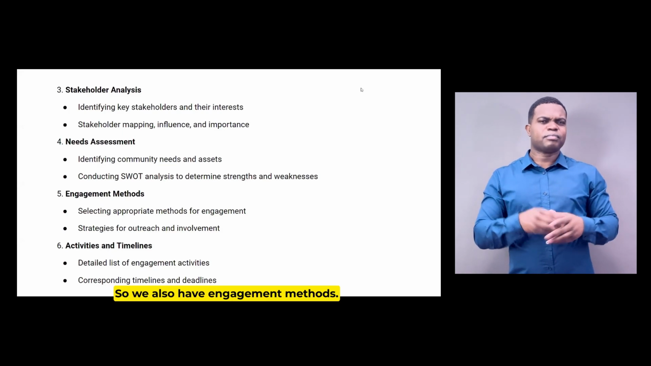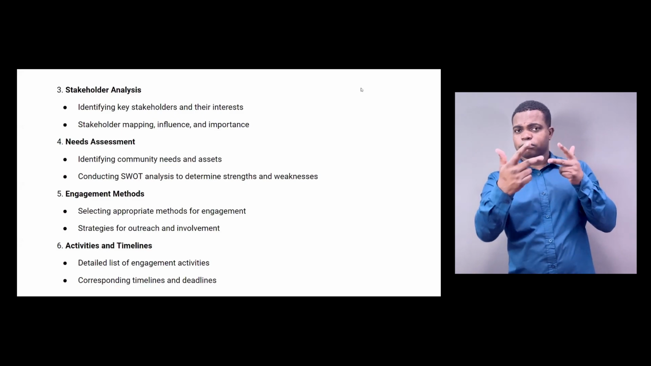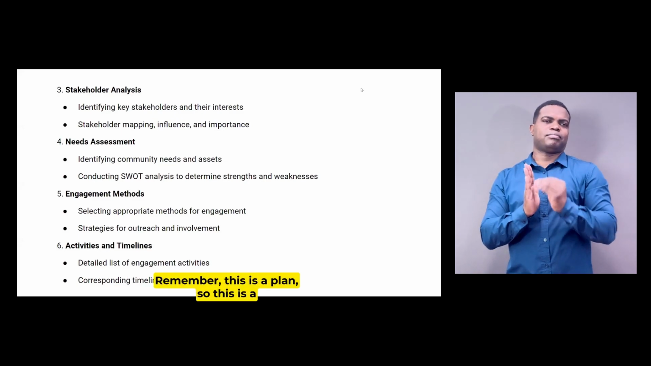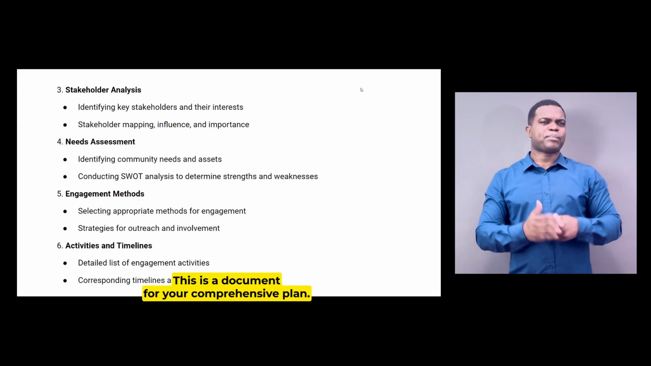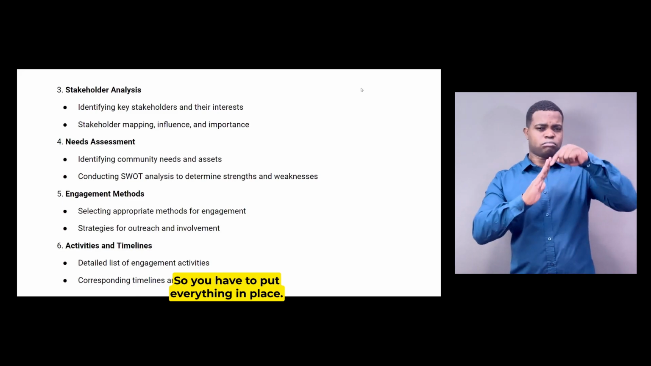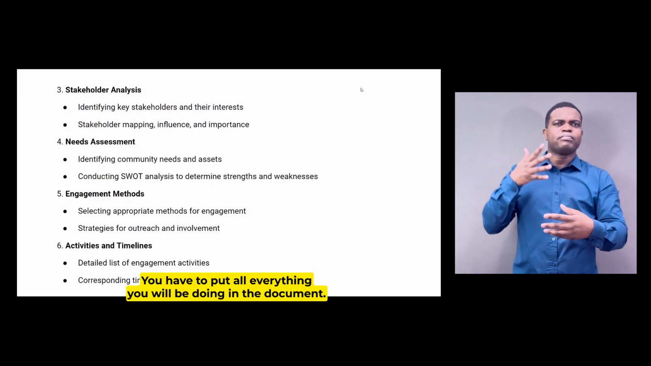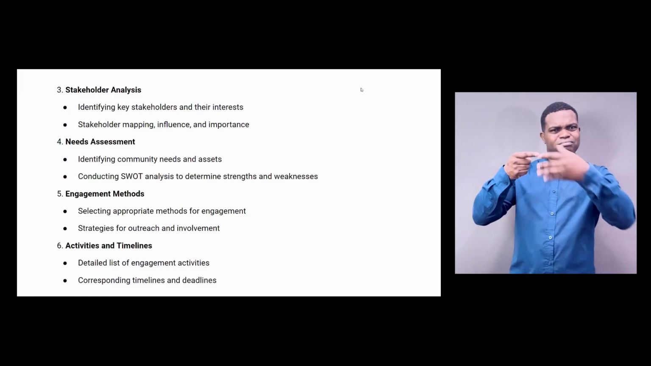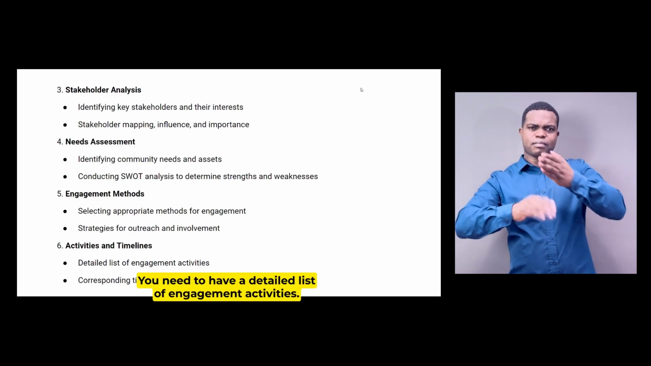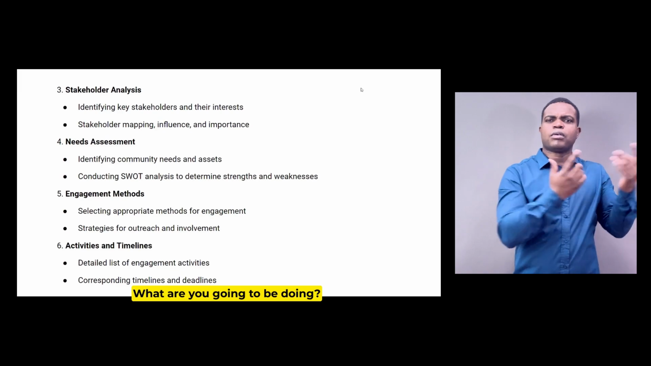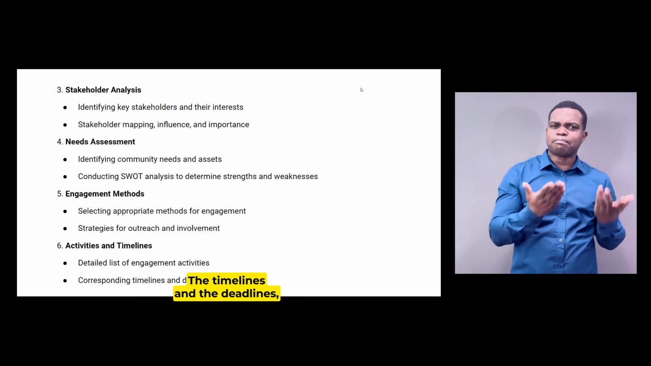We also have engagement methods. Here you are going to be selecting the appropriate method for engagement. Remember, this is a plan, a document for your comprehensive plan. So you have to put everything in place. You have to put everything you will be doing in the document. Under activities and timelines, you need to have a detailed list of engagement activities. What are you going to be doing, and what time are you going to be doing it, the timelines and the deadlines.